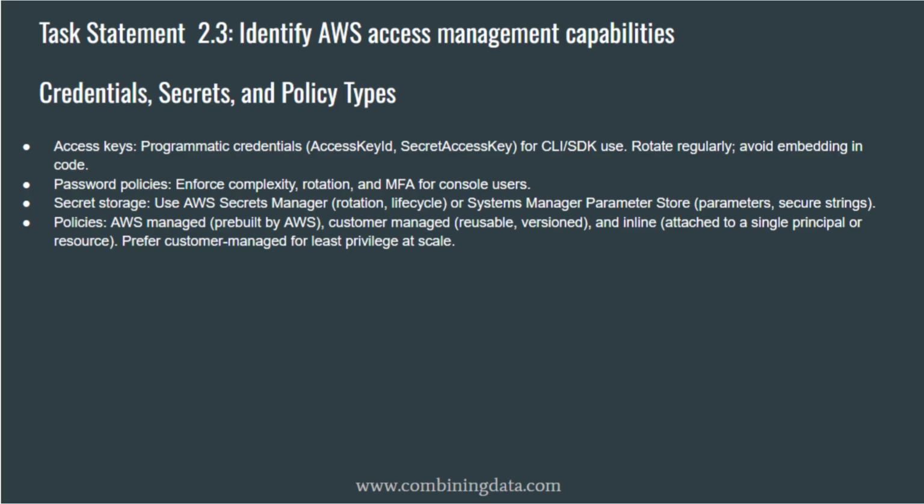Credentials authenticate identities, secrets protect sensitive values, and policies control permissions. When used together correctly, strong authentication, secure secret storage, and least privilege policies, they form the foundation of a secure AWS access management strategy. This is how you reduce risk, prevent accidental exposure, and build secure systems that scale.